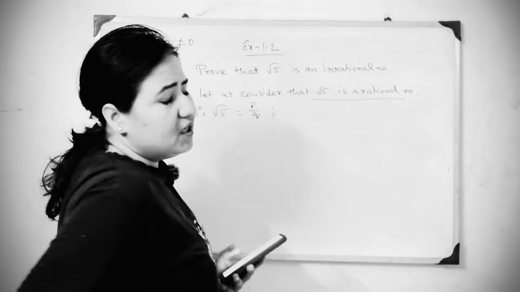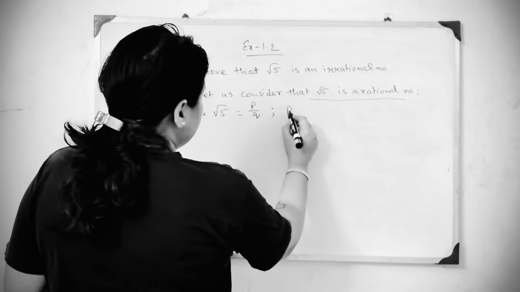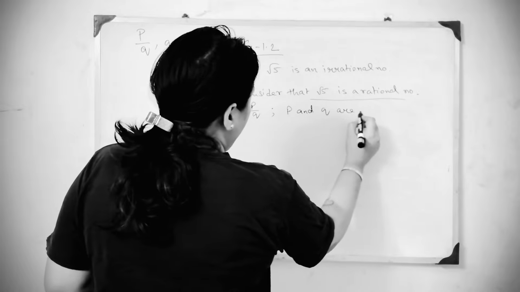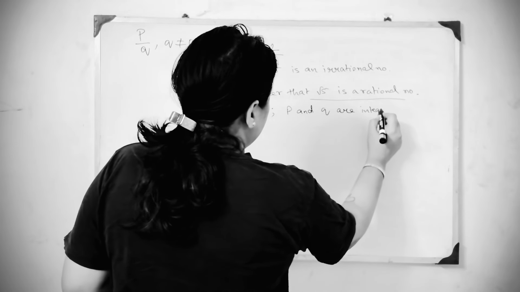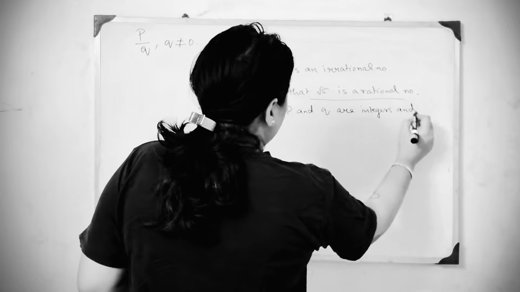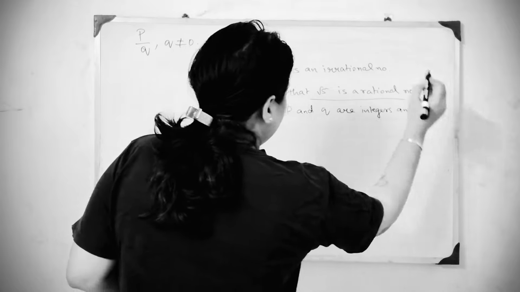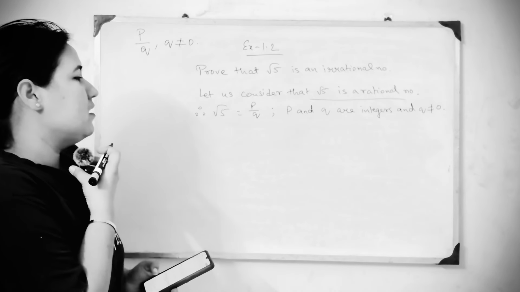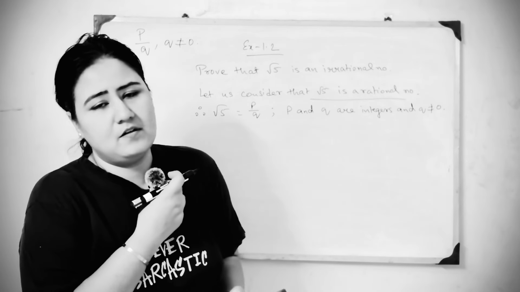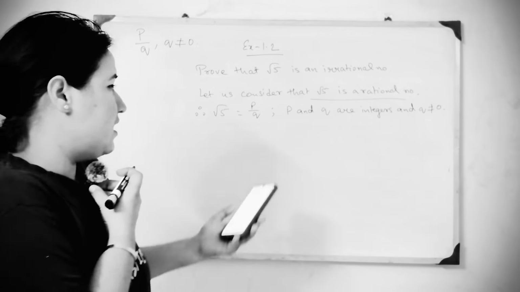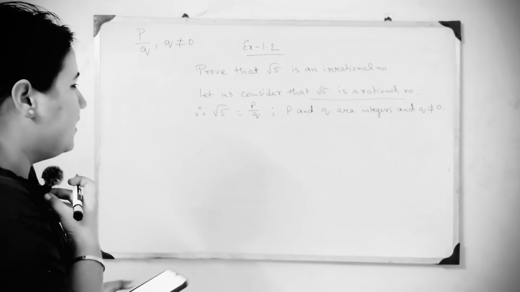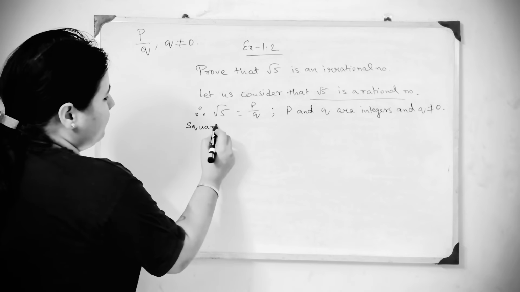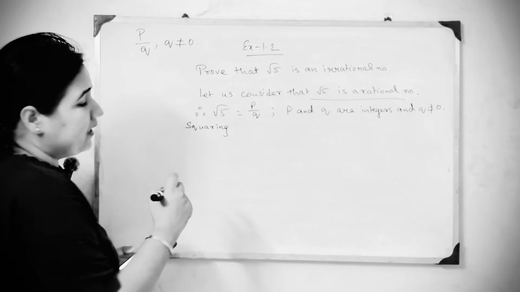Please note here that p and q are integers, and q is not equal to 0. So this is as per the definition of a rational number. I have written that root 5, we are considering it as a rational number, and we are writing it in the form of p by q. Now what if I just square both sides? So I'm writing squaring both sides.